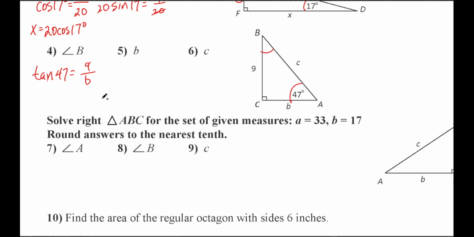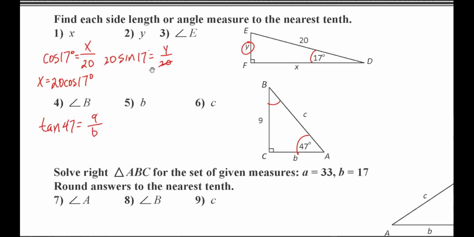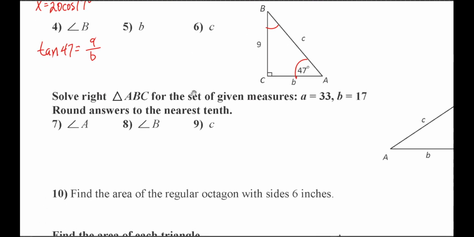So the algebra is just a little bit different. The algebra on these first ones, real basic, real simple. It was super easy. Just multiply by the denominator and you got your variable by itself. On this one, it's a little trickier, but you should still be able to do it. At this point, you should still be able to do it in your head.